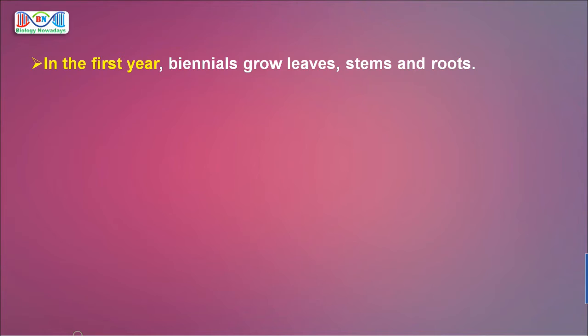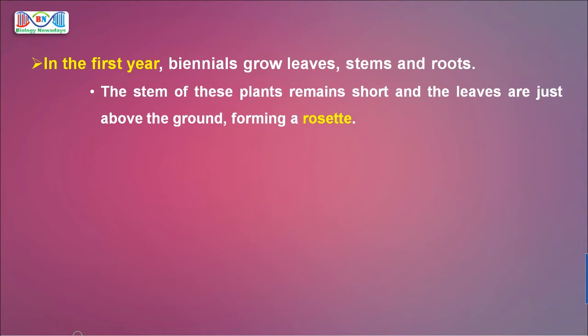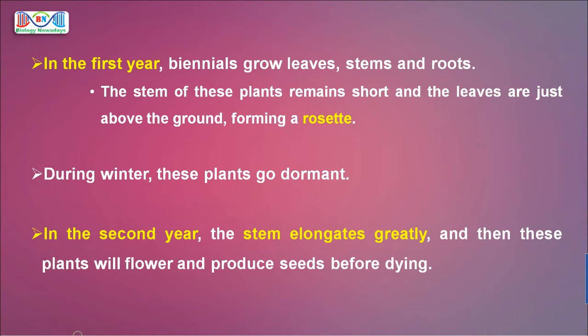In the first year, biennials grow leaves, stems, and roots. But during this time, the stem of these plants remains short and the leaves are just above the ground, forming a rosette. A rosette means a circular arrangement of leaves. During winter, these biennial plants go dormant. After the winter chilling, in the second year or in the second growing season, that is during spring or summer, the stem elongates greatly and then these plants will flower and produce seeds before dying.